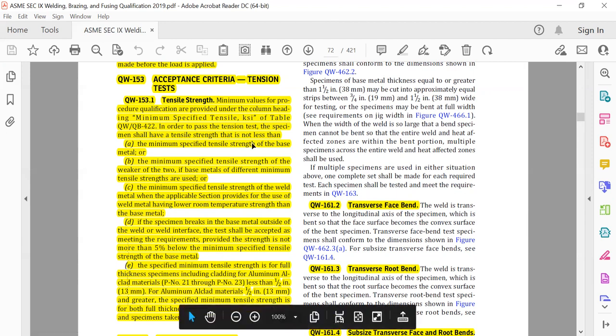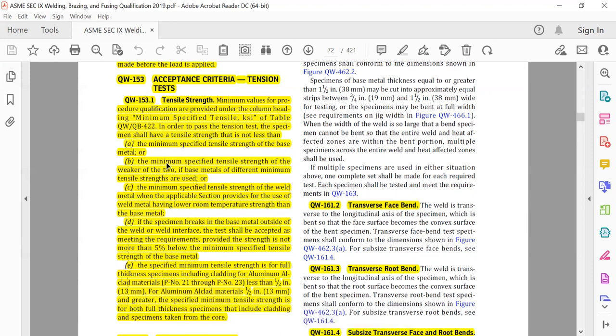The minimum specified tensile strength of the base metal. So you have to follow that. The minimum specified tensile strength of the weaker of the two, if two different materials. The minimum specified tensile strength of the weld metal when the applicable section provides for the use of weld metal having lower room temperature strength than the base metal.